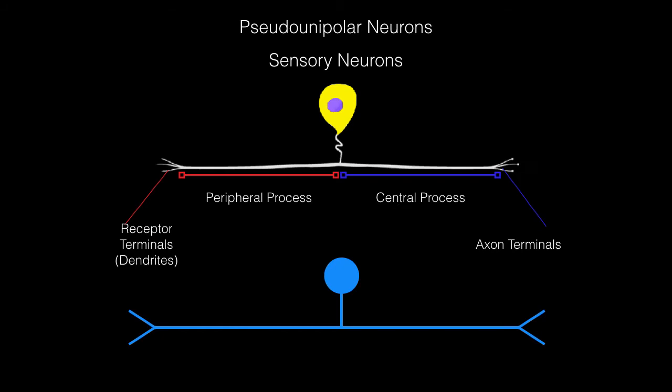And in this class, this is how we're going to draw those. So there on the left, we have a fork. That's where our receptor terminals are. That's going to sense we're touching something, basically. And then that signal moves across to the right to the axon terminal, where that will be in the central nervous system and communicate with a multipolar neuron.